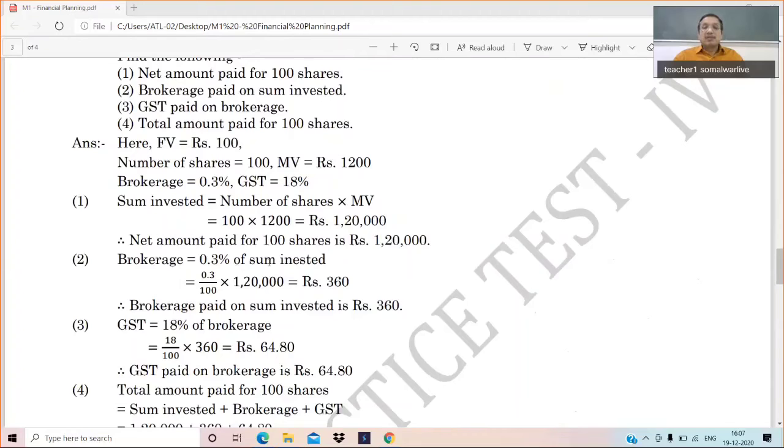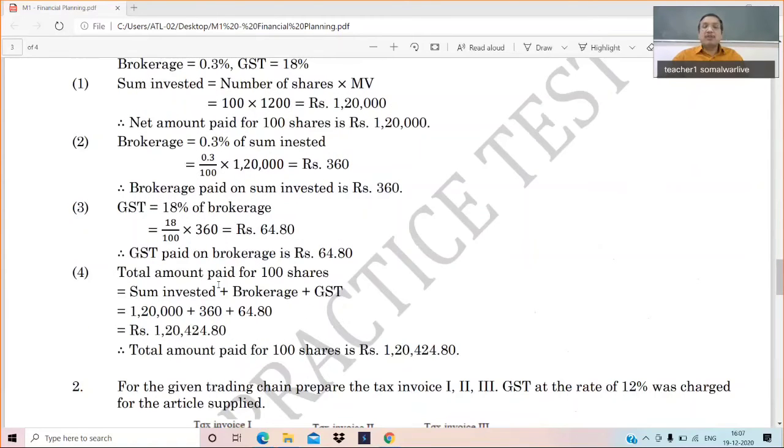So she paid 0.3% of 1,20,000. That was rupees 360. This is the brokerage paid. GST is calculated only on brokerage. So 18% GST calculated on brokerage 360 is rupees 64.80. So GST paid on brokerage is rupees 64.80.